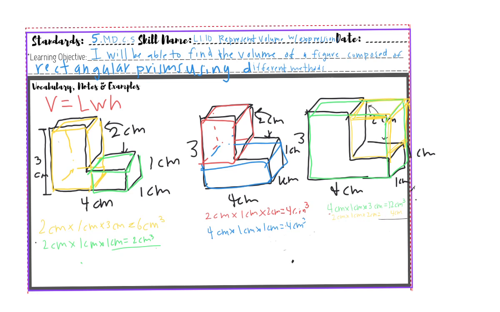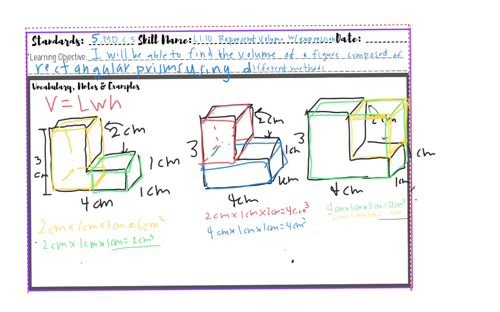Okay, so this is lesson 1.10. Those are your standards right there, so copy those down. And then the lesson's name is Represent Volume with Expressions. And your objective is to be able to find the volume of figures composed of rectangular prisms using different methods.